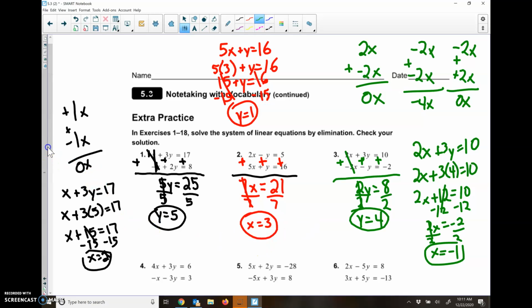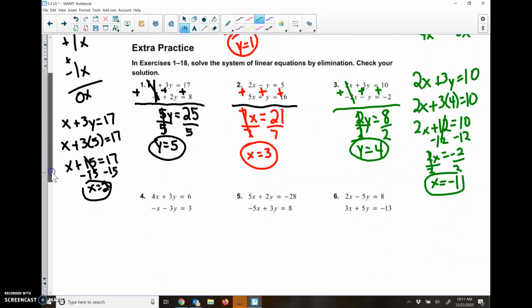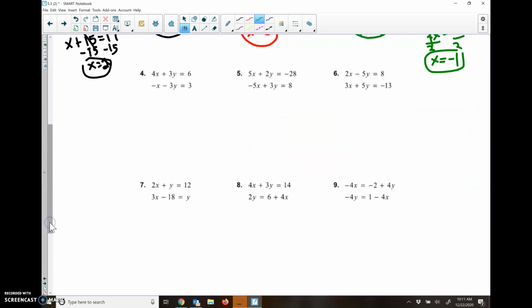Okay. 4, 5, 6 look almost exactly the same, except now it's a 3x and a 3y. Same thing. You would add to get them to eliminate. 5x and negative 5x, add to get them to eliminate. Negative 5y, positive 5y, add to get them to eliminate. And then we got some different ones down here.